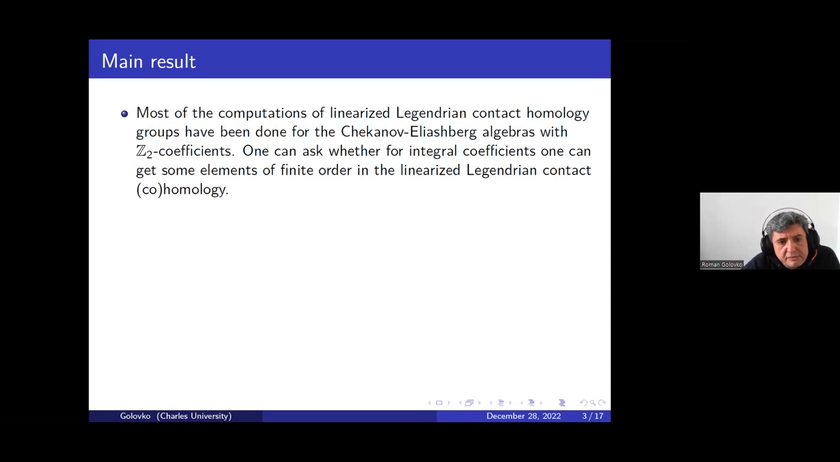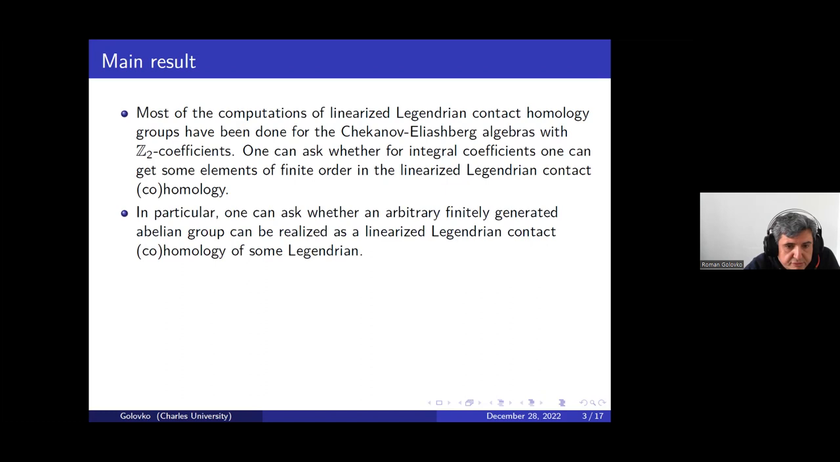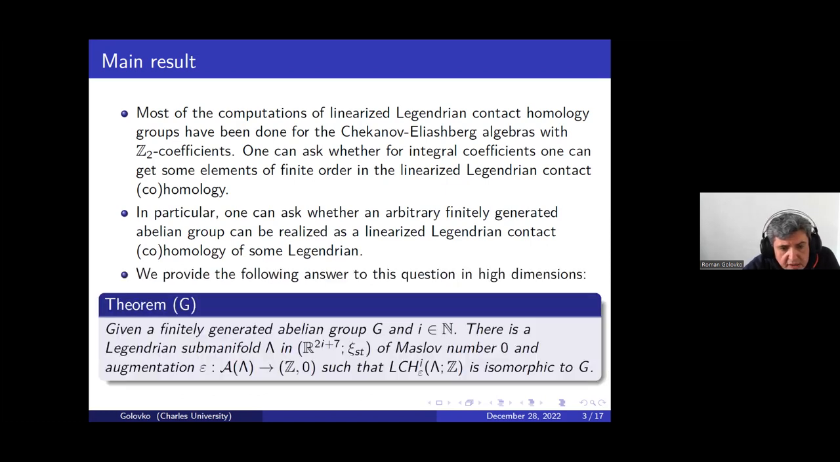Or one can ask more generally whether an arbitrary finitely generated abelian group can be realized as a linearized Legendrian contact homology or cohomology of some Legendrian. The answer to this question that I would like to present today is of the following type. If the dimension is high enough, namely for a given finitely generated group G and a fixed natural number i, in dimension 2i plus 7, if you consider the standard Euclidean vector space with the standard contact structure, I'll explain what it means in a minute, then we can find a linearization of the Legendrian contact homology whose group is isomorphic to G. In other words, every finitely generated abelian group can be realized this way.